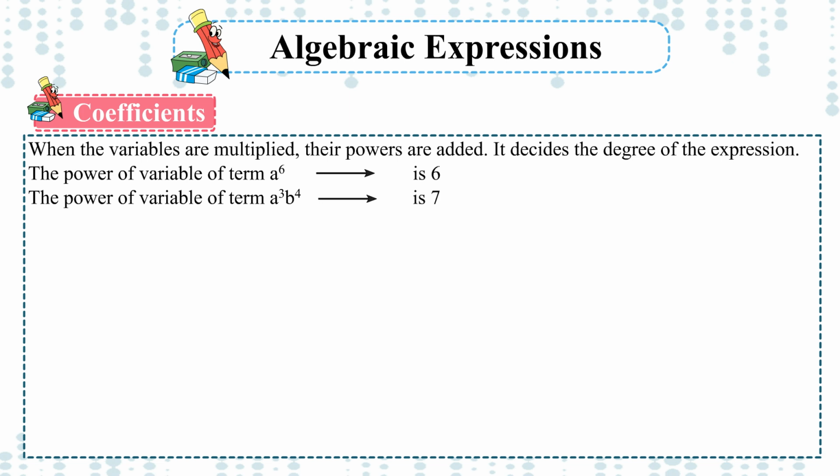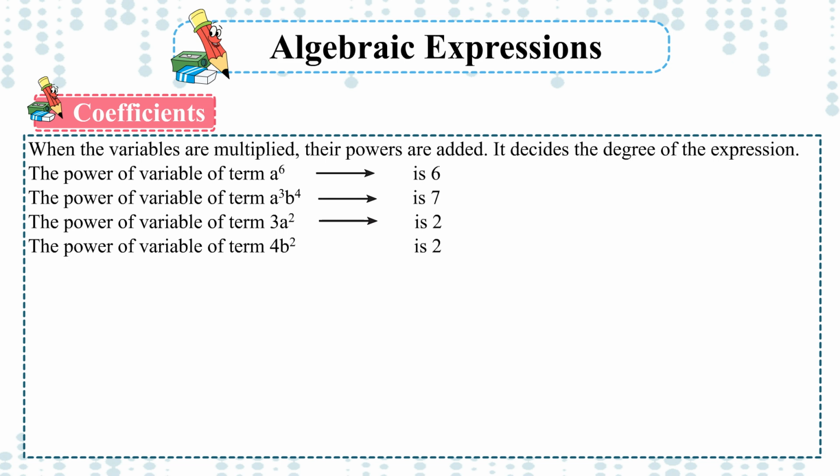So the degree of algebraic expression a^6 + a^3 b^4 + 3a^2 + 4b^2 + 9 is 7. Example 1.